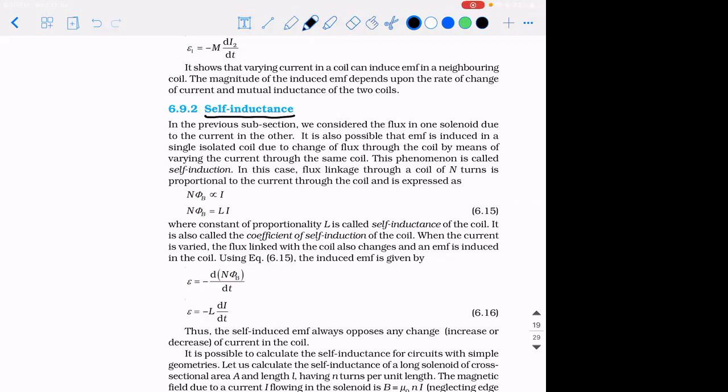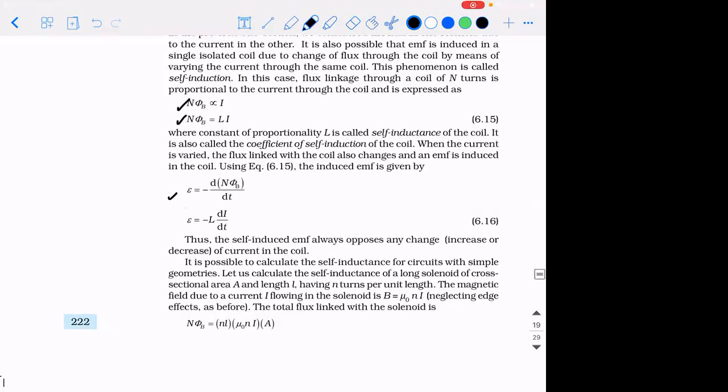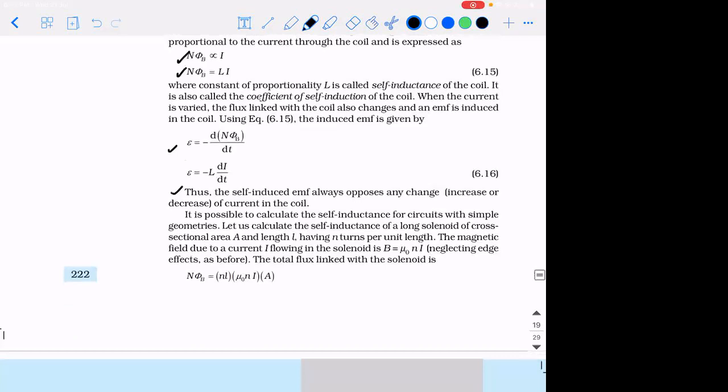Okay. So before that, we have already seen N times phi b is directly proportional to I, N phi b is equal to L times I, all those things. And this also I showed you, EMF is equal to minus d(N phi b) divided by dt. So EMF will be equal to minus L into di by dt. Correct? So having all these things in mind, we will see what is the meaning of self-inductance.